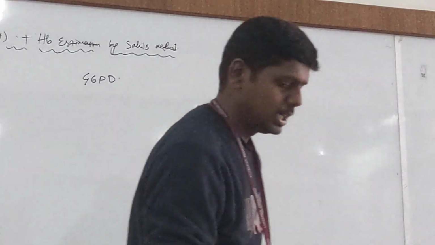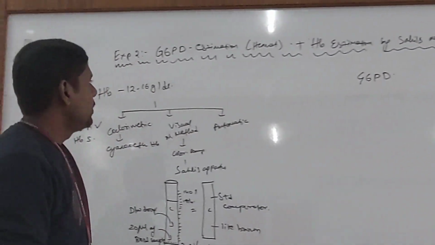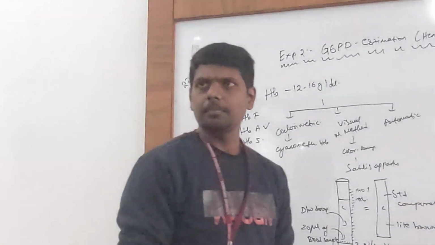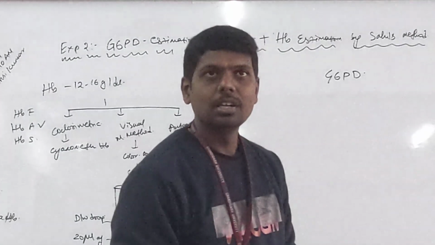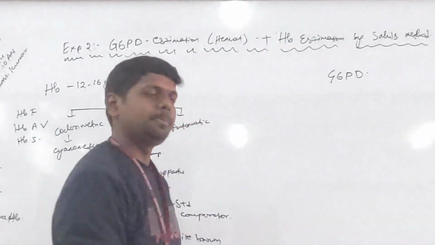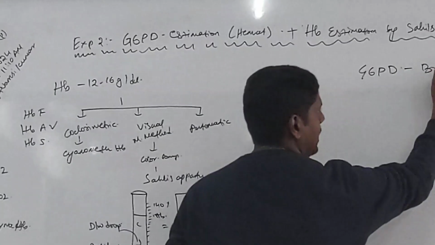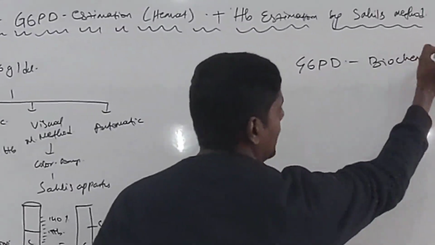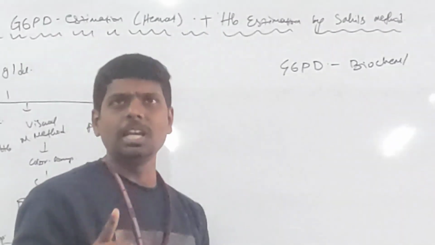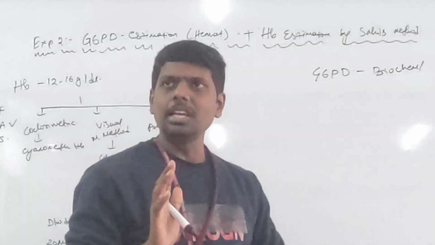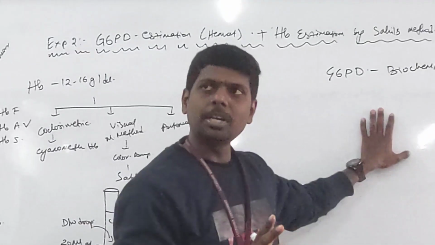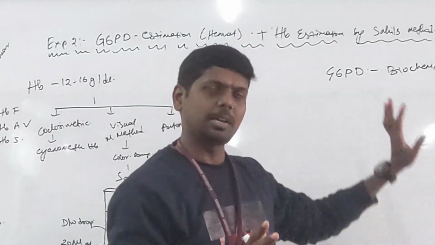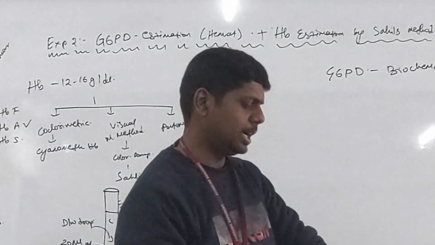That's it. Then coming to G6PD. The next test is the glucose 6-phosphate dehydrogenase test. Keep in mind, this test is performed in biochemistry. I agree. In biochemistry, their agenda is purely to understand the levels of G6PD. But in hematology, why are we doing G6PD? It's a biochemical thing, right?